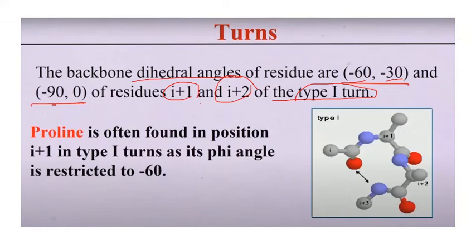So here, in a type 1 turn, the residues I plus 1 and I plus 2 make -60, -30 and -90, 0 angles, and when these types of angles form, that is called a type 1 turn. The best information is that proline is always found in the position of the I plus 1 amino acid in type 1 turns, as its phi angle is restricted to -60 degrees.